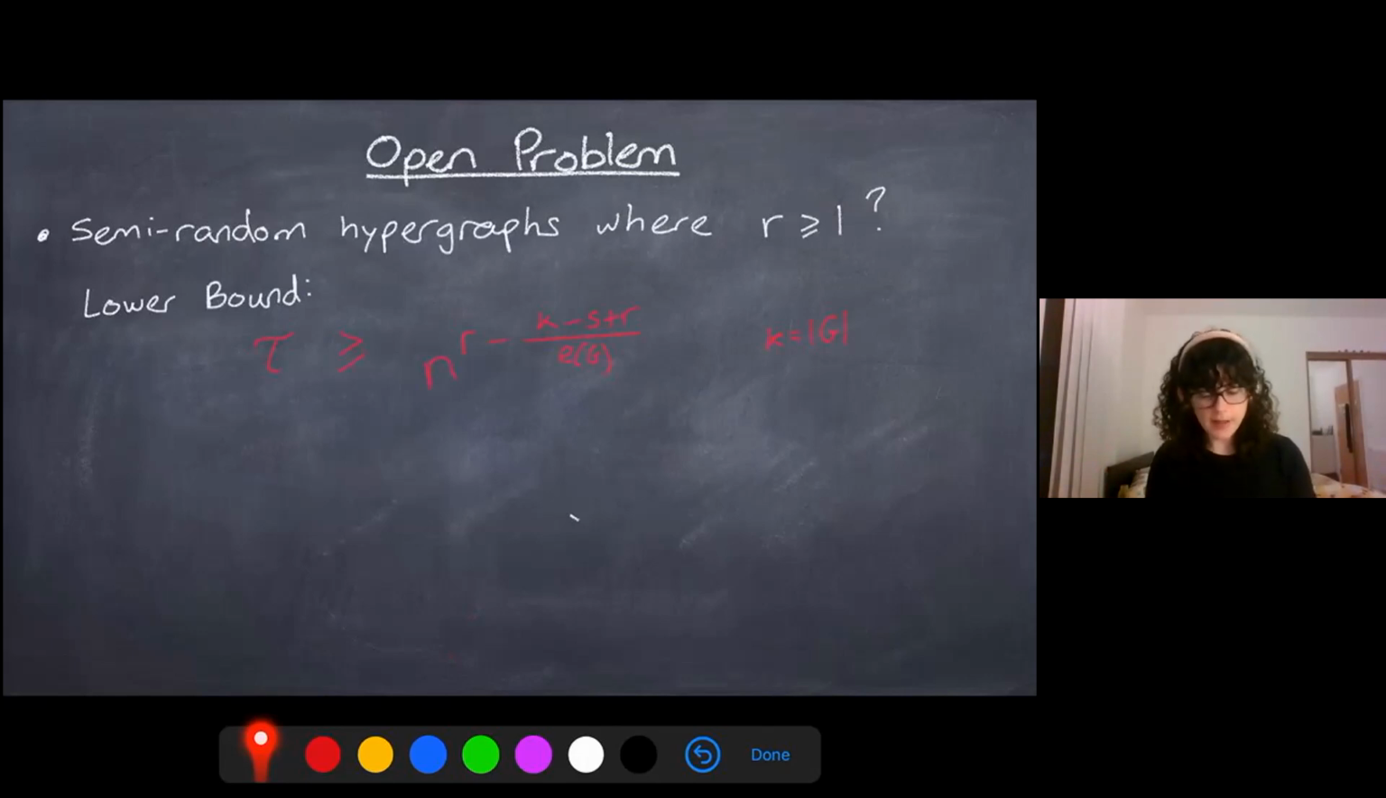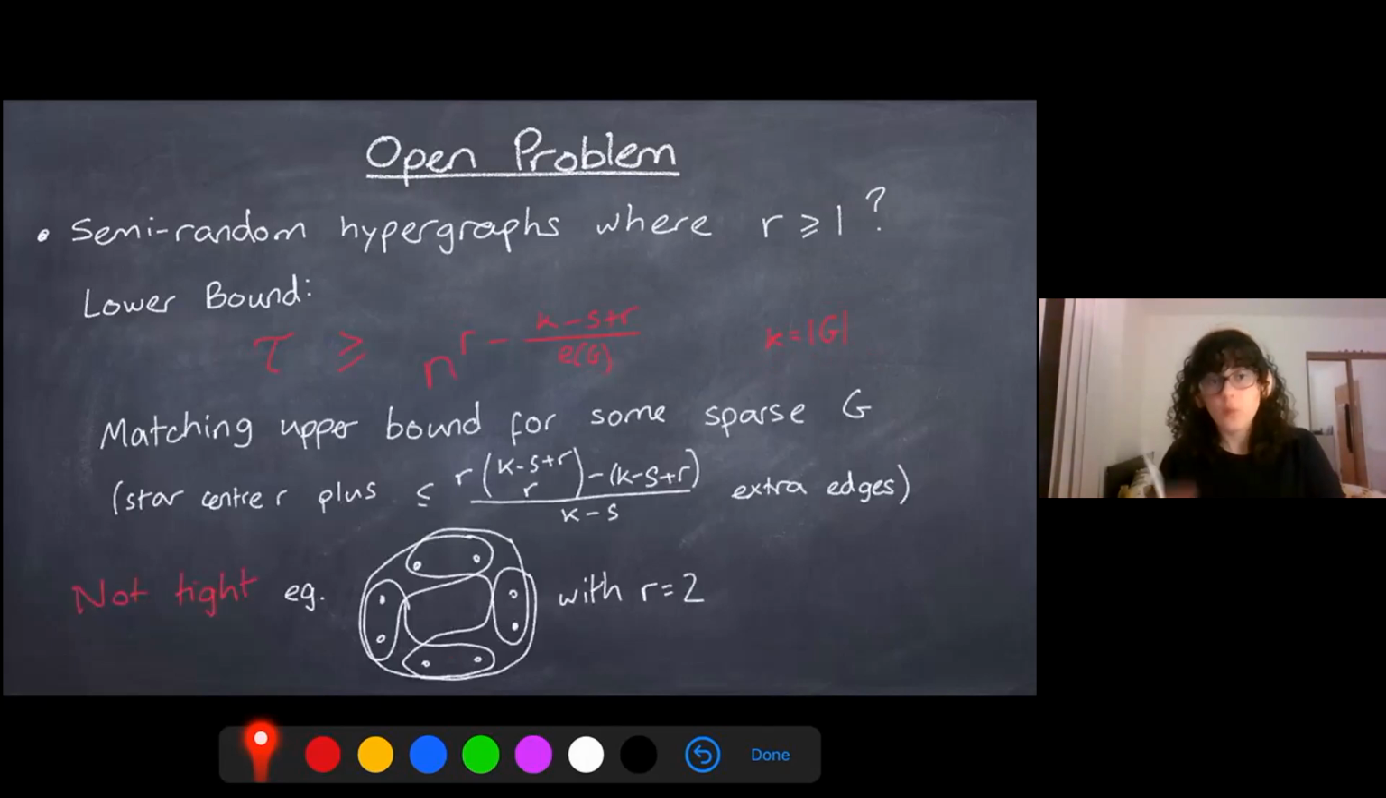Well, we have this lower bound. So the threshold for creating the subhypergraph G is at least n to the R minus K minus S plus R divided by the number of edges of G, where K is the number of vertices of G. So it's some complicated function. We can prove a matching upper bound for certain kinds of hypergraph, which are all quite sparse. An example of something where we can prove a matching upper bound is a star.